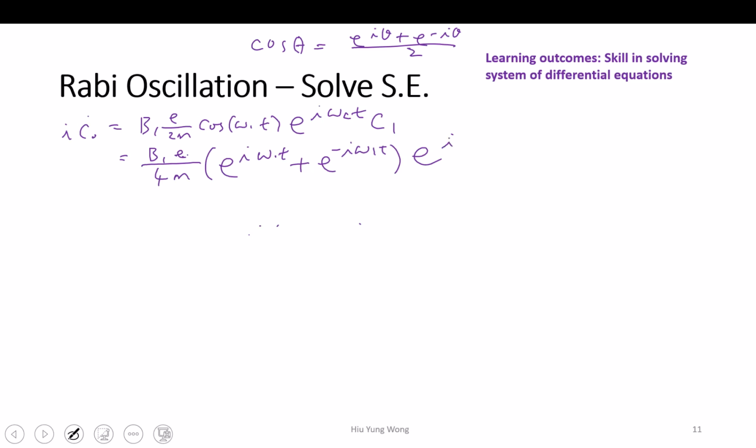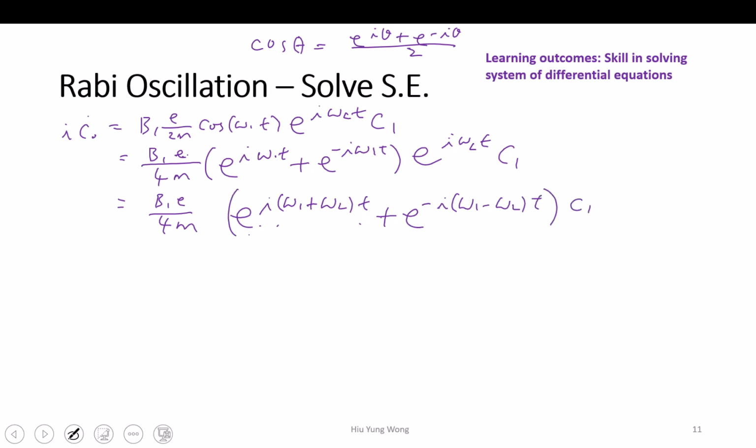Times C1. Okay. Now I can further combine the terms. I put the terms together. This becomes e to the power i (omega1 plus omega_L)t plus e to the power negative i (omega1 minus omega_L)t, C1.